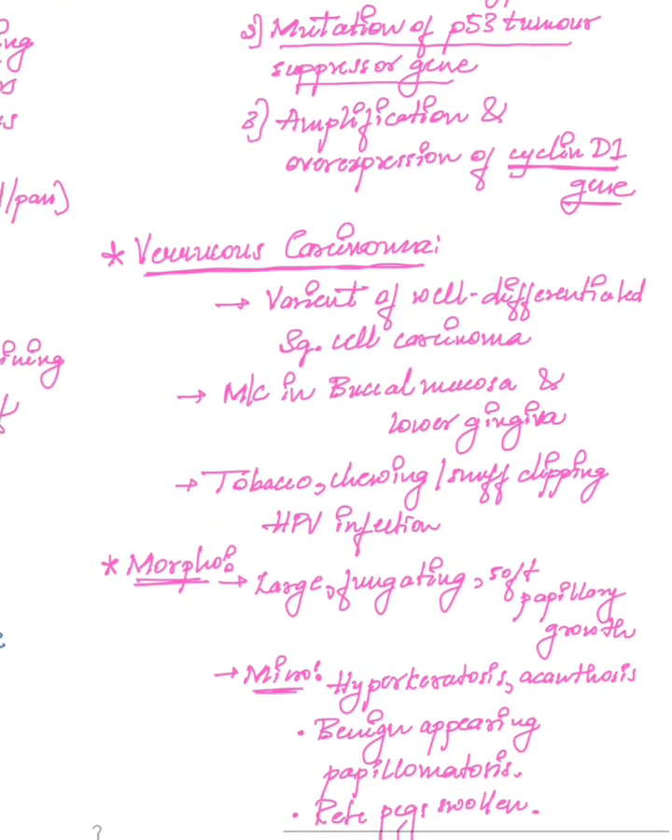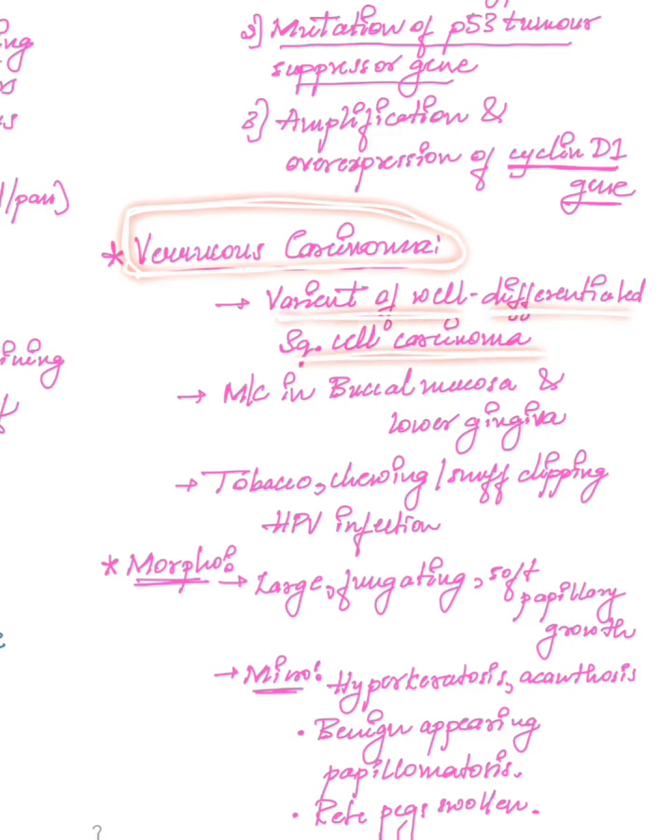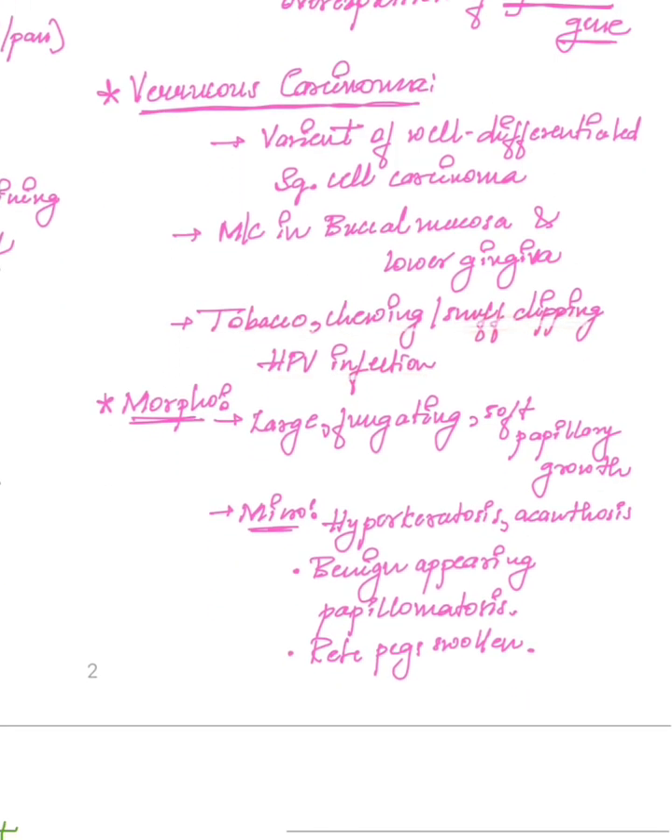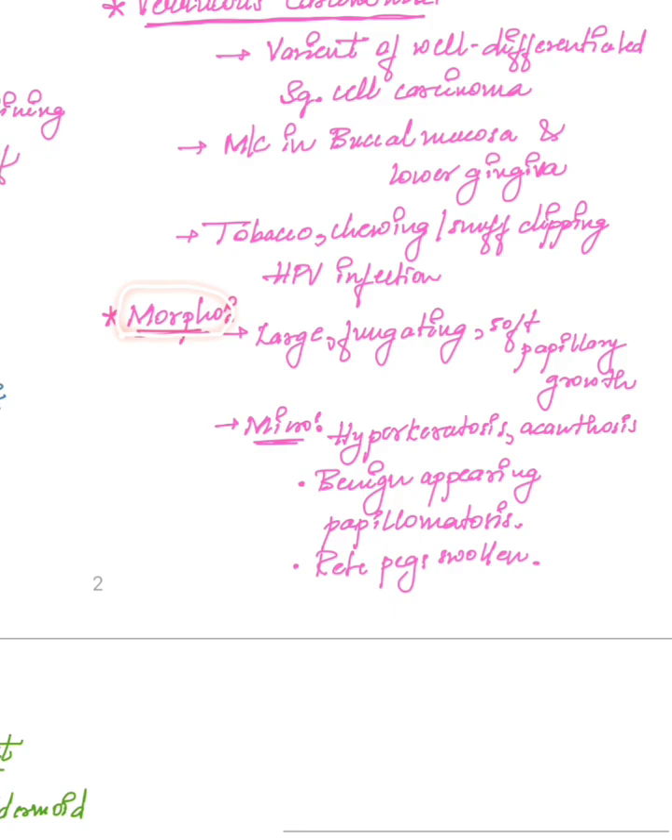The next carcinoma is verrucous carcinoma. Verrucous carcinoma is a variant of well-differentiated squamous cell carcinoma. Most commonly, it is seen in the buccal mucosa and lower gingiva. It is mainly caused by tobacco chewing, snuff dipping, and HPV infections. Coming to its morphological features, it is a large, fungating, soft and papillary growth. In microscopic studies, it is seen as hyperkeratosis, acanthosis, benign appearing papillomatous growth, and rete ridges that are swollen.